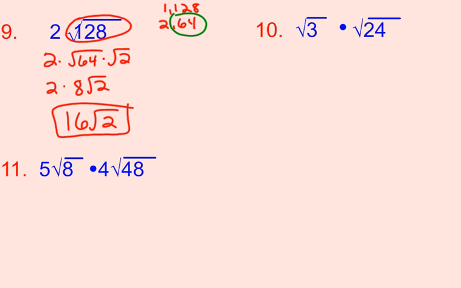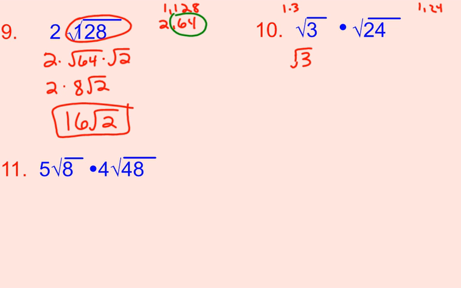Number 10 then, now we're taking and multiplying 2 square roots together. Sometimes we can end up with really big numbers when we do this, so you might want to break down your square roots before you multiply them. What I mean by that is, I know 3 only has the factors of 1 and 3, so that's as far as I can break that down. But I could probably break down 24.